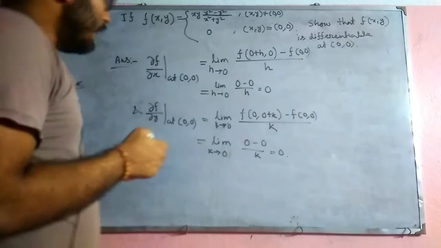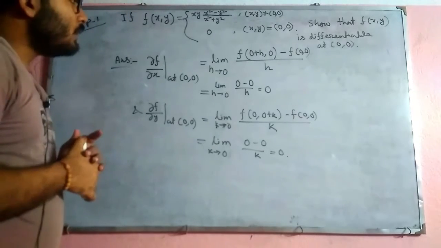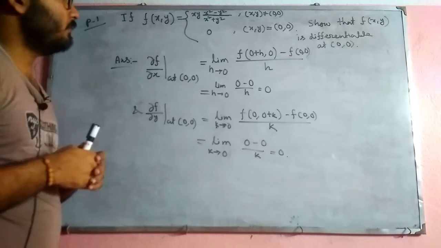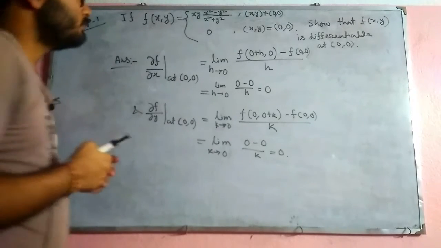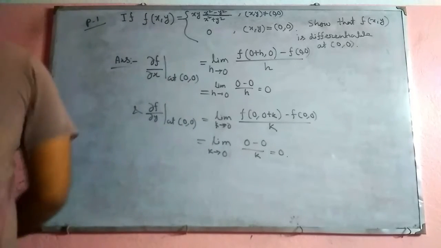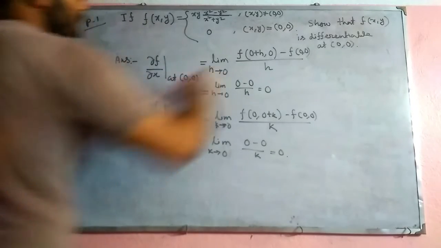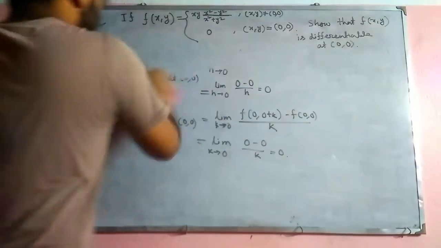Okay. Now we have to find the function ξ(h,k), which tends to 0. So I am erasing the board.